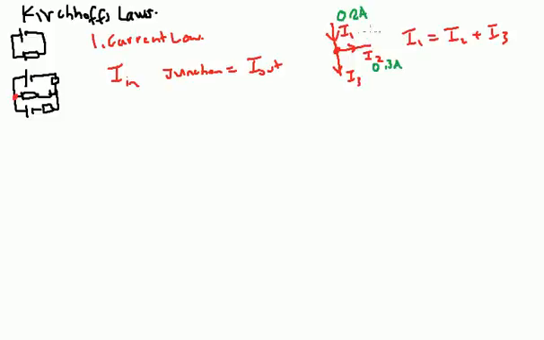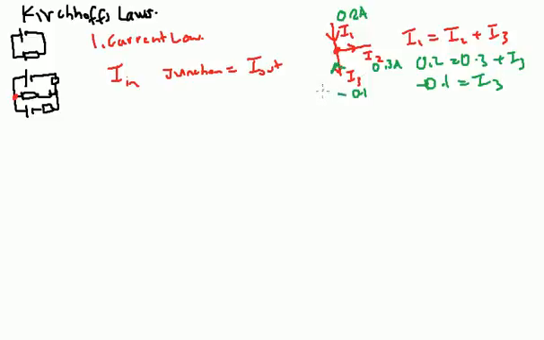Well, if we put the numbers into our law, we've got I1 equals I2 plus I3. We've got 0.2 equals 0.3 plus I3. And if you solve that, you get minus 0.3 on both sides. You get minus 0.1 equals I3. So I3 is minus 0.1. What does that mean? It means that I3 is actually going in this direction here. So I1 comes in and I3 comes in and I2 comes out.